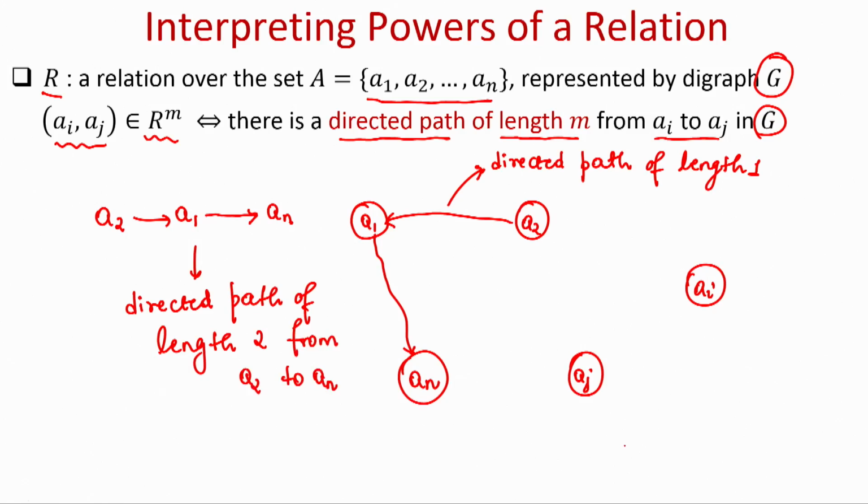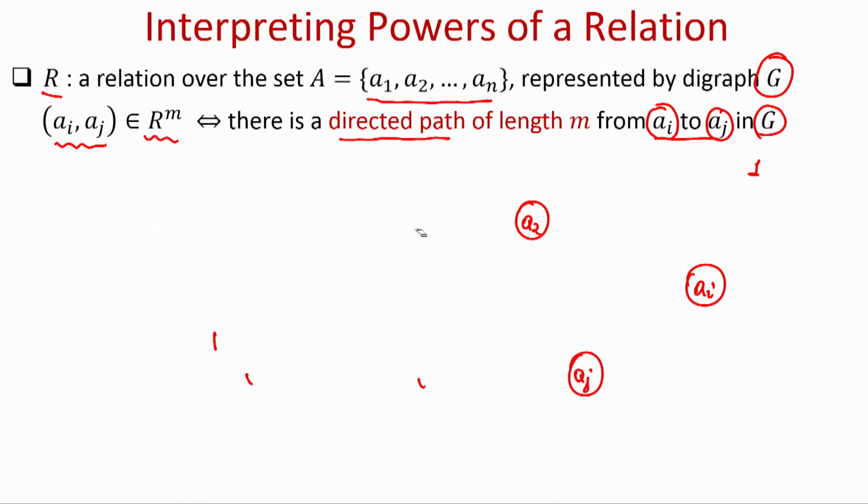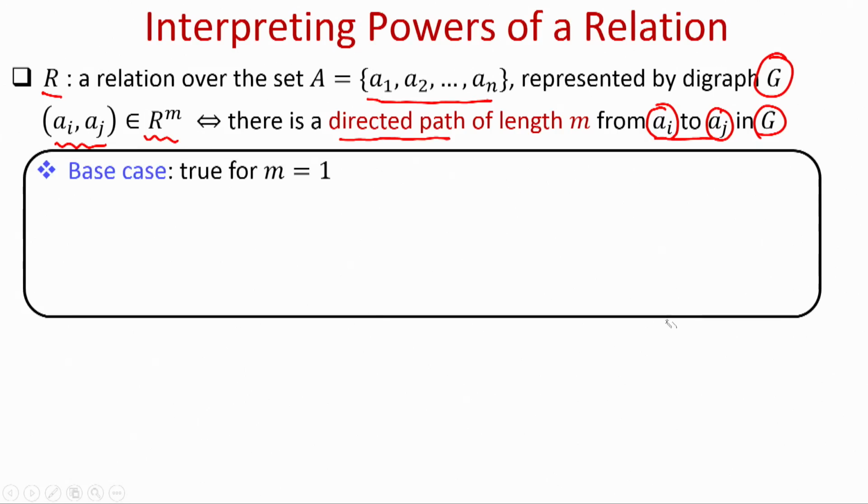Like that you can imagine a directed path of length m from AI to AJ. That means, your source or the starting point will be AI, the end point will be AJ and you will have m number of intermediate directed edges in that path, right. That is the interpretation of a directed path. Later on when we will discuss graph theory in detail, we will formally define what exactly is a path, path length and so on, right.